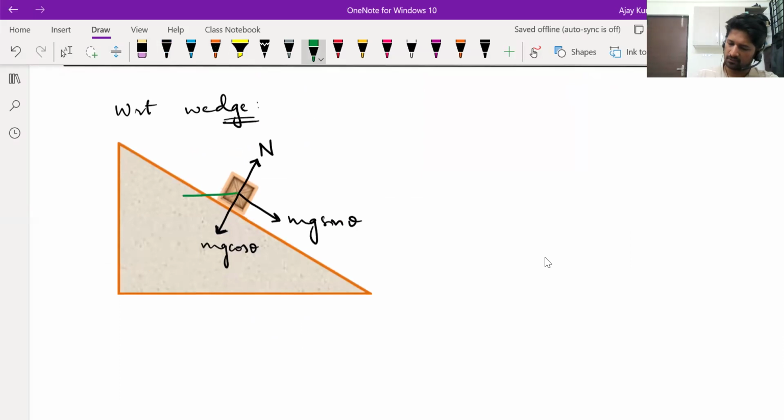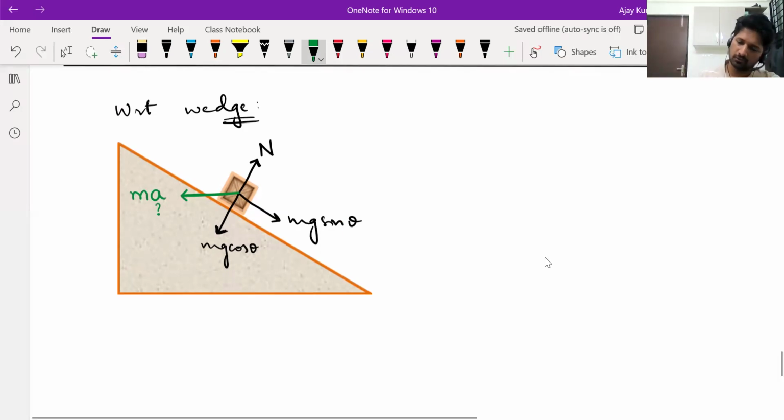You know, pseudo force acts opposite to the acceleration of the frame. With respect to ground, the wedge was accelerating forward. So when you observe with respect to wedge, pseudo force will be acting backward. And its magnitude will be mass of the block, which is m, multiplied with acceleration of the frame, which is what we need to calculate. Okay. And under the influence of these forces, with respect to wedge, the box has to be in equilibrium.